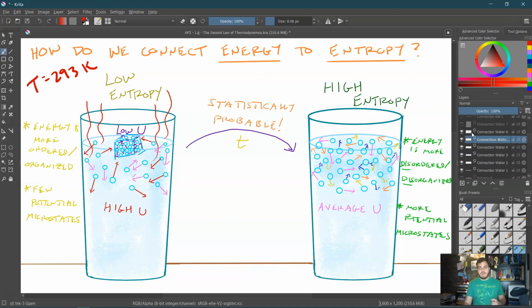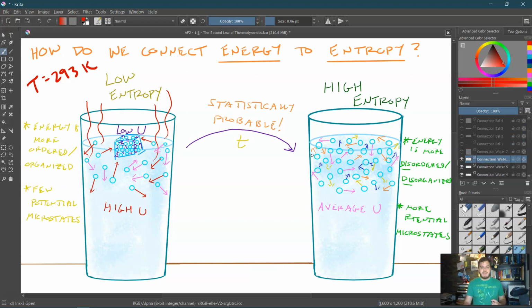So, I now know that it is statistically probable that as time passes, I'm going to have this state go to this state. Because essentially, as time passes, the system is going to evolve. And it is much more likely that this low entropy system will evolve to a high entropy system because there are just so many more microstates available. The odds that it's going to go in that direction, well, there are so many more possibilities that way that it's statistically likely to occur.